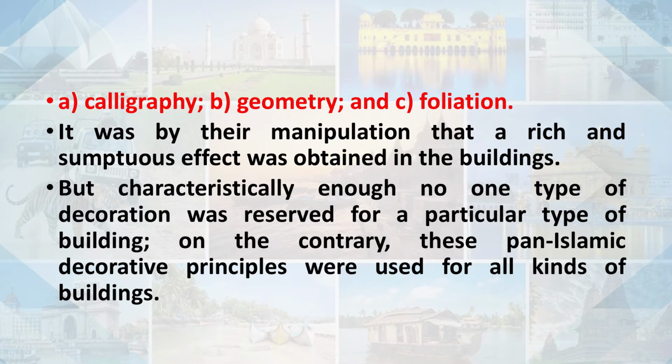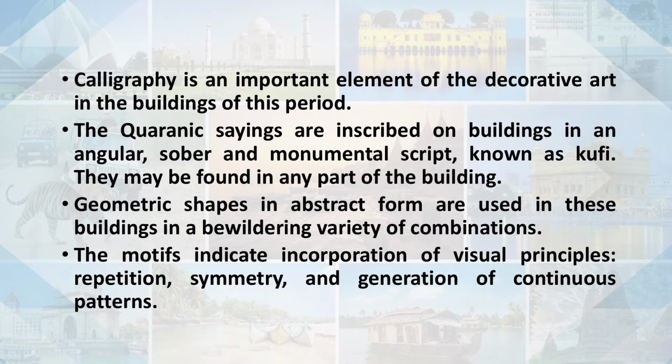But characteristically enough, no one type of decoration was reserved for a particular type of building. On the contrary, these pan-Islamic decorative principles were used for all kinds of buildings. Calligraphy is an important element of the decorative art in the buildings of this period. The Quranic sayings are inscribed on buildings in an angular, sober and monumental script known as Kufi. They may be found in any part of the building.